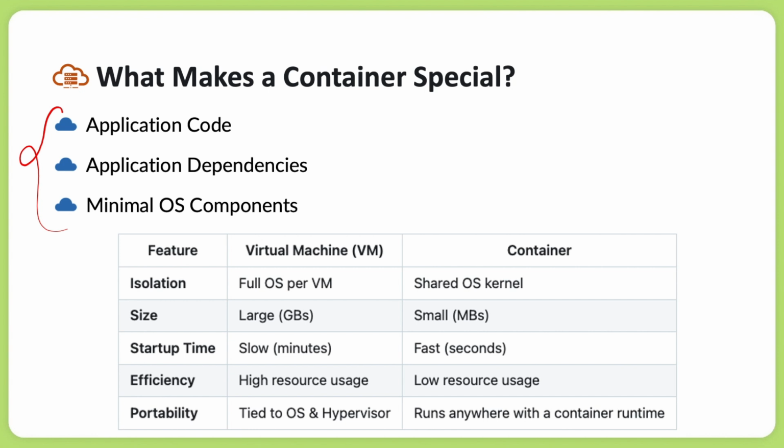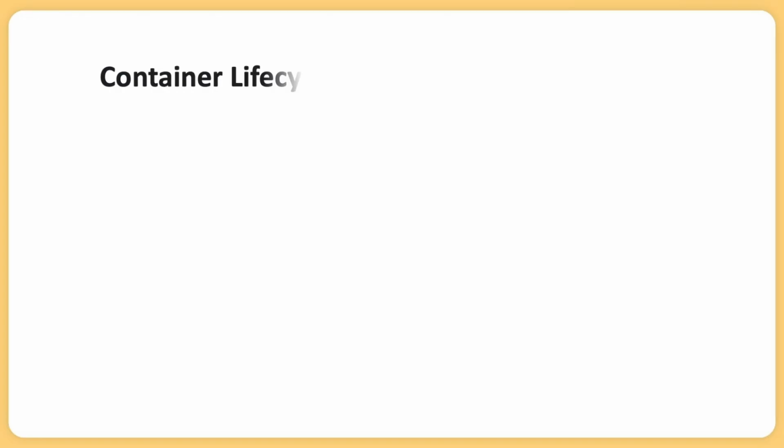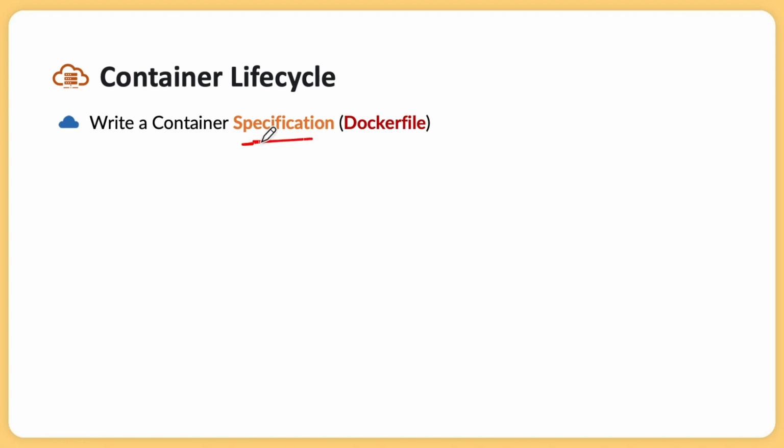Now, before we go and understand a Docker container, let's quickly understand the container life cycle. When we talk about the container, let's understand how exactly we create a container. To create a container, we need to write a container specification. What is a container specification? A container specification is a file where we define how the container should behave.